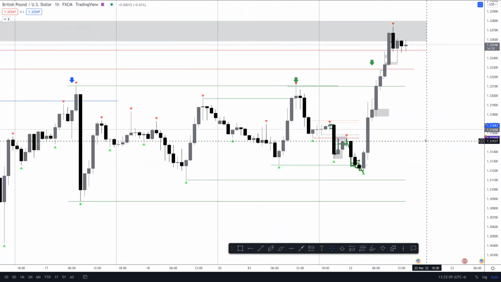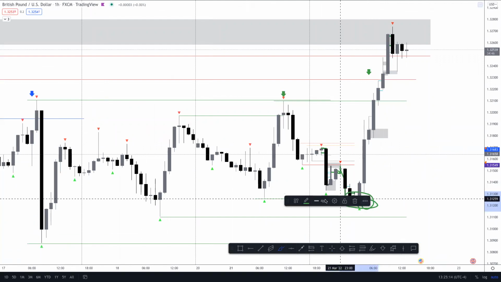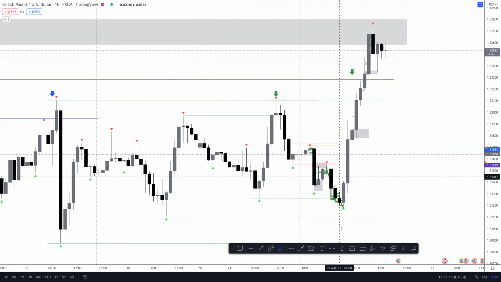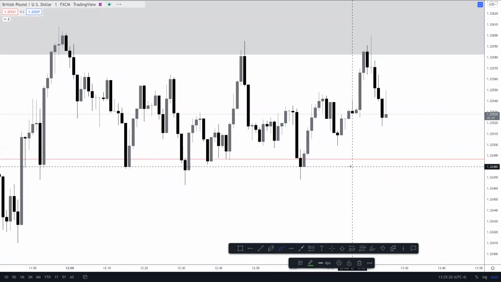Also, if you were trading GU first thing in London, you should have gotten these buys. They were so pretty. Let me just go over these buys real quick. All we did was sweep previous day lows here.